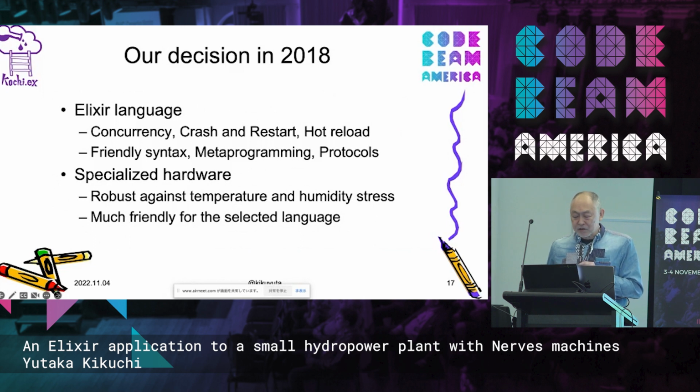The second decision is to make specialized hardware for our use. It should be much more robust against temperature and humidity stress. Also, it should be much more friendly for the selected language, in this case, Elixir.